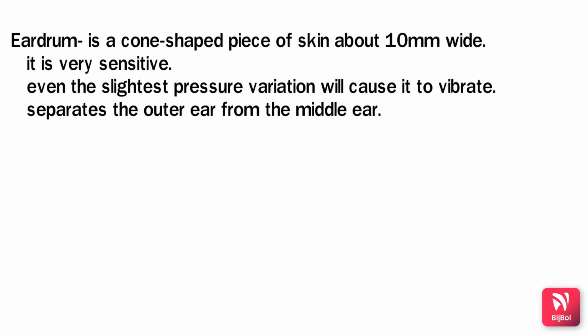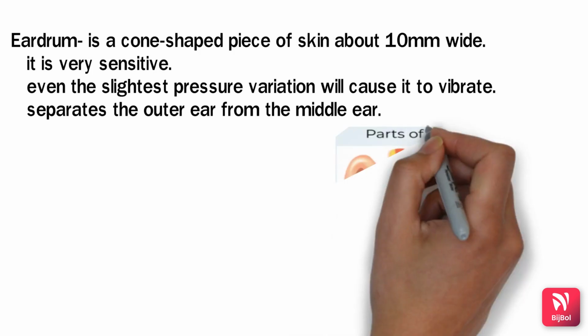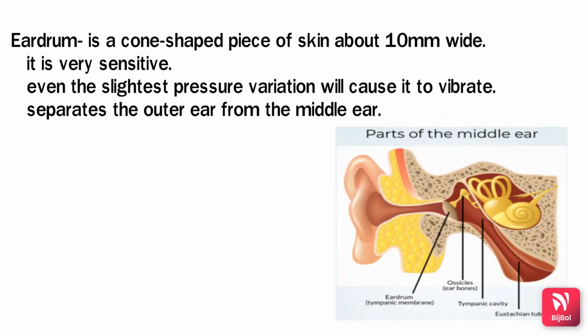What does the eardrum do? It separates the outer ear from the middle ear. The shape of it is cone shape. In this diagram, you can see the eardrum, which is also known as the tympanic membrane.